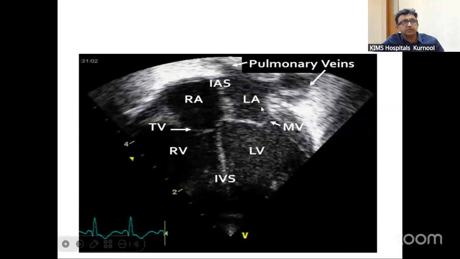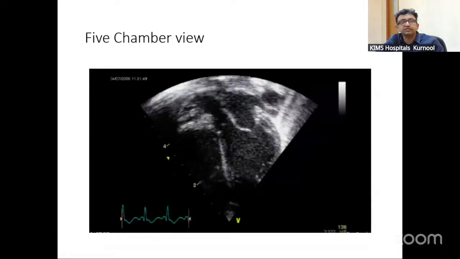The same image is shown here. So you're assessing all four chambers, inflow across the AV valves, outflow tracts, and the interatrial septum. Then the contractility of the heart, fractional shortening and so on, can be done. Ejection fraction can be checked. This is a 5-chamber view: the 4 chambers, 2 atria and 2 ventricles, and the 5th chamber is the aorta.